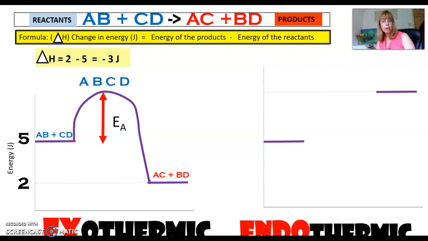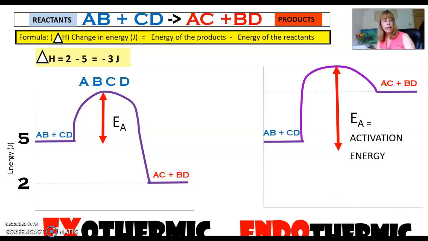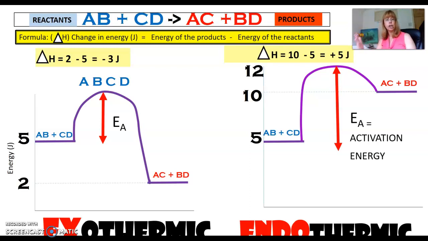In an endothermic graph, this time the energy of the products is higher than the energy of the reactants. So I still have my activation energy, but I'm actually interested in the change in energy between the products and the reactants. So the sum I'll do will be 10 minus 5, giving me an answer of plus 5 joules. And notice again that plus or minus sign is really important in this section.